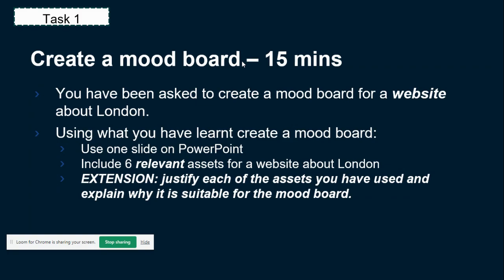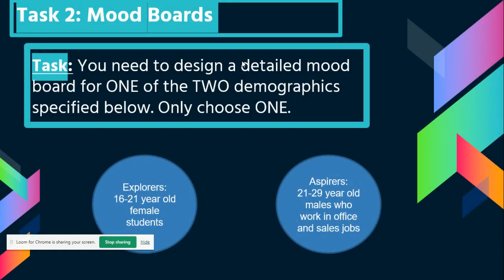Okay, so coming to a bit of an end now on the PowerPoint. This is like an extension kind of challenge task, and it's quite straightforward. You've got 2 very clear target consumers at the bottom there in the circles. You have got explorers, so we've got a bit of psychographic analysis there. So explorers, people who are in the 16 to 21-year-old age bracket, females and students.